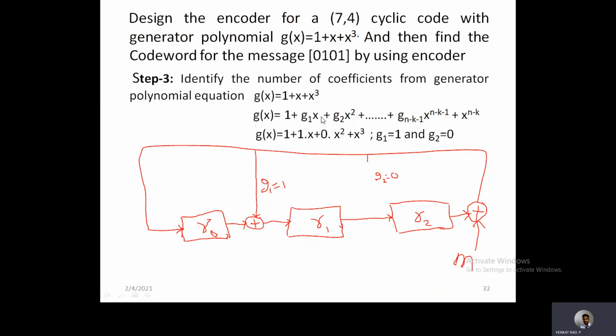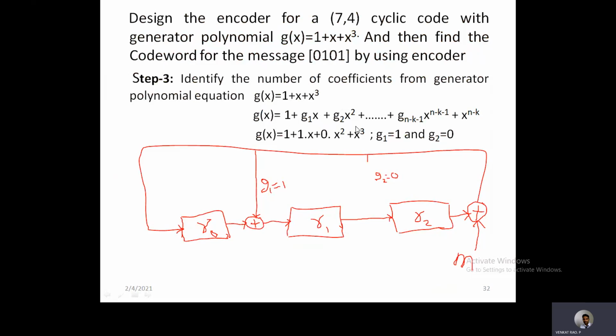So try to compare with the standard notation. What is the standard notation of g of x? 1 plus g1 into x plus g2 into x square plus and so on. The last term is x power n minus k. Similarly, represent this in the same form, that is 1 plus g1 into x. So the x term is there. In place of g1 there is 1. So 1 into x plus no x square term, so in place of this 0 into x square plus, and the x cube term is there.